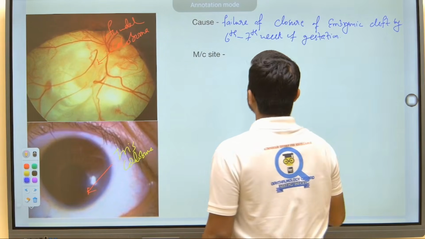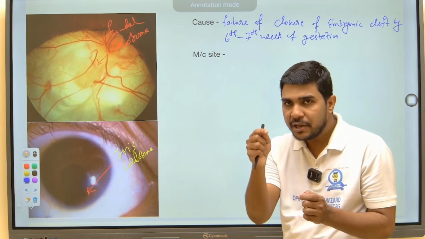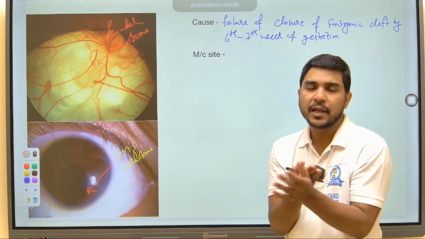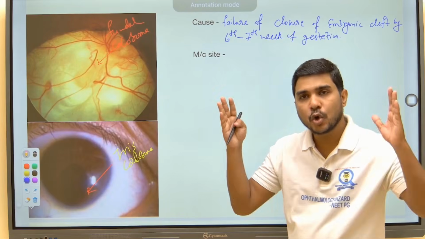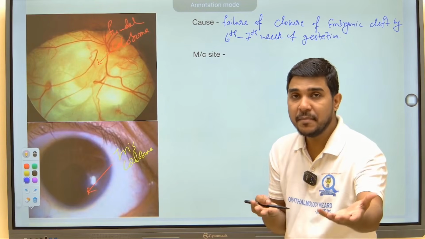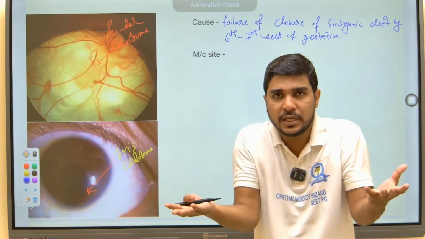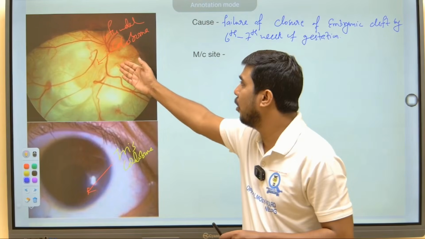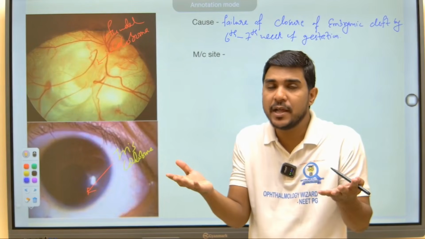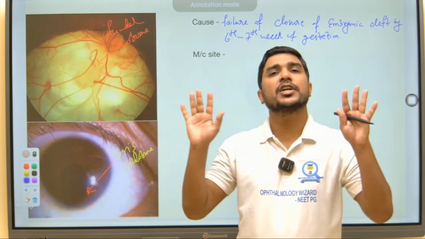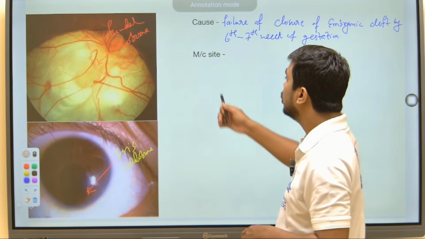Understood? So basically you have to understand, by 6th to 7th week of gestation, the embryonic cleft closes completely, meaning it closes inferiorly. The inferior portion is the last to close. But if somehow by the 6th to 7th week of gestation this failed to close, then it gives rise to coloboma of fundus, coloboma of iris, coloboma of eyelid, coloboma of choroid, coloboma of every structure of the eye.